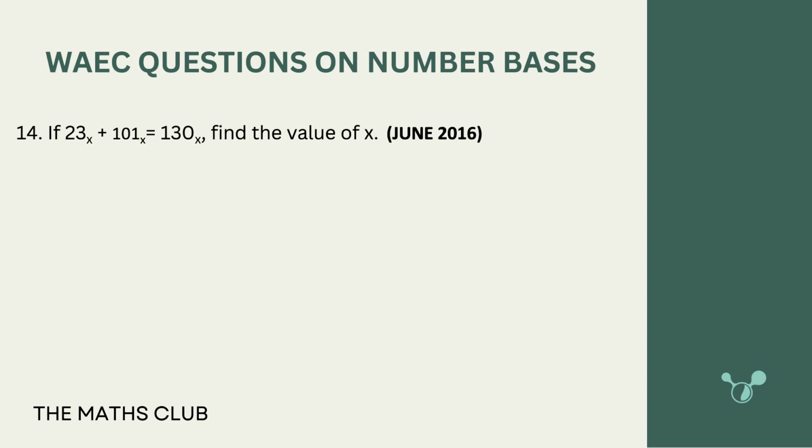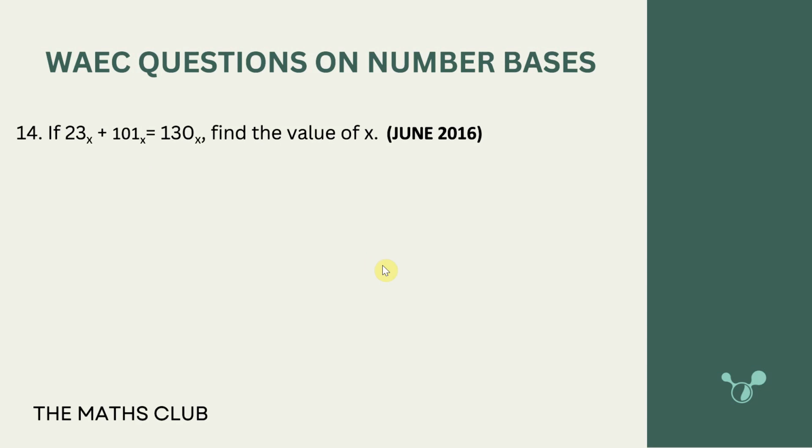This question is saying that if 23 base x plus 101 base x is equal to 130 base x, find the value of x. Now look at this. Before I even do this, the last value here is 0, right? The last value here is 3. The last value here is 1. 3 plus 1 is 4, right?